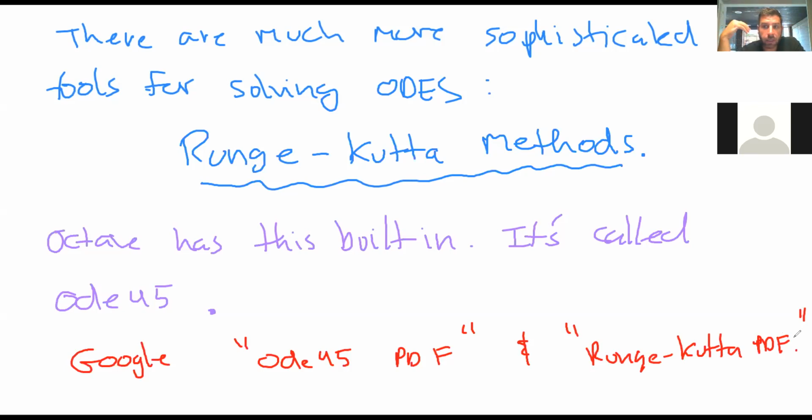And of course, I'm going to give you code, and we'll talk about it too. Because the nice thing about using ODE 45 is that you don't have to do as much work as when you're using Euler, and it's more effective, it's more efficient.